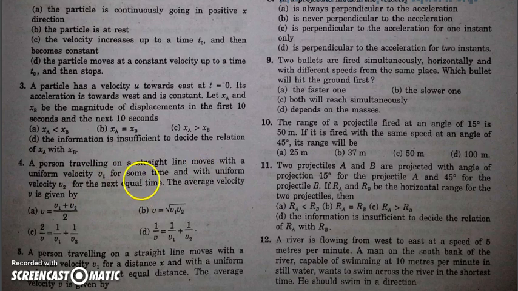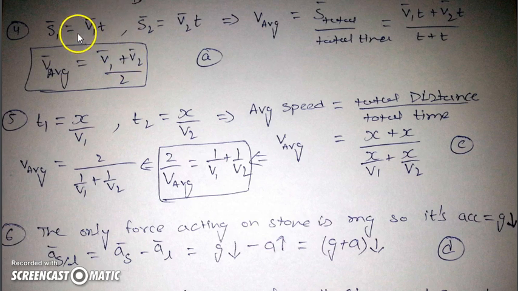Fourth question is an easy one. A person is traveling on a straight line with uniform velocity v1 for some time, then for an equal interval of time v2. The average velocity will be v1 plus v2 by 2. You can simply solve this using that the first displacement is s1, which will be v1t, and s2 is v2t.